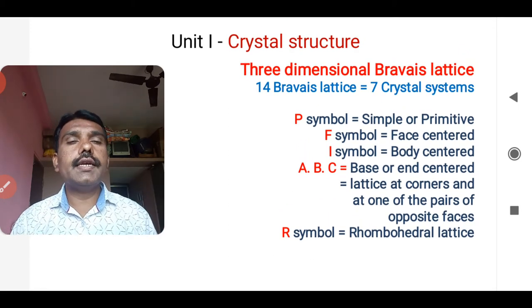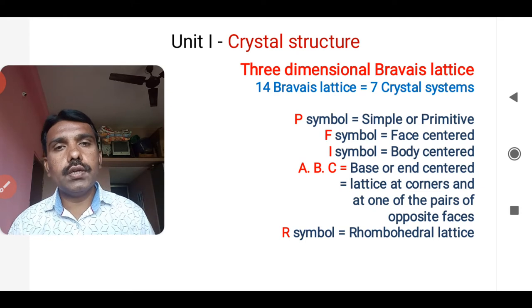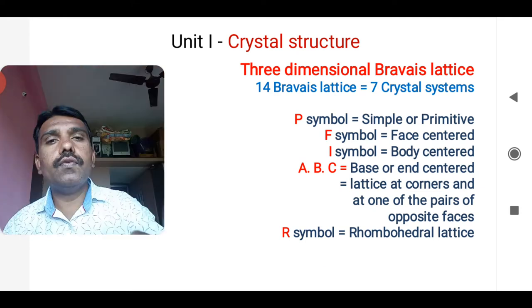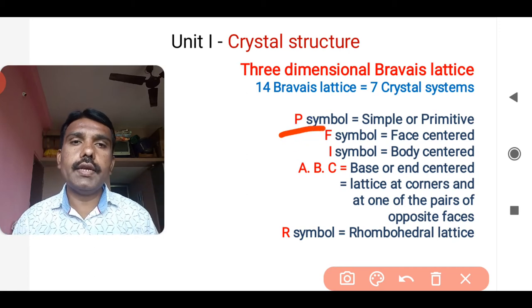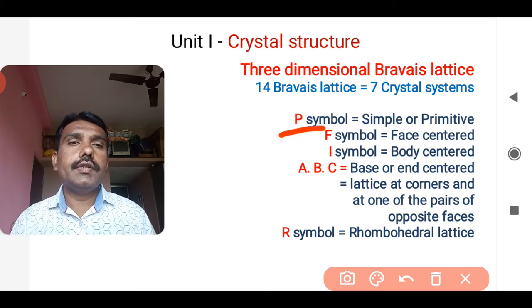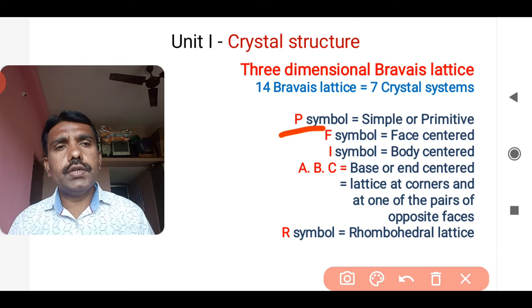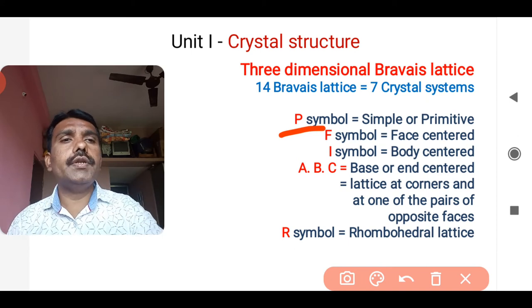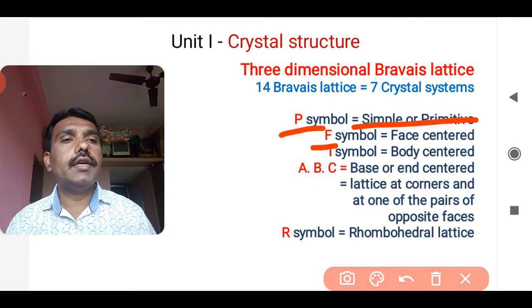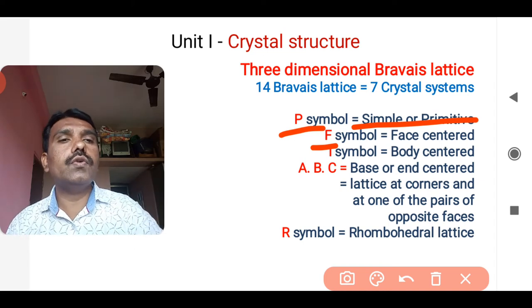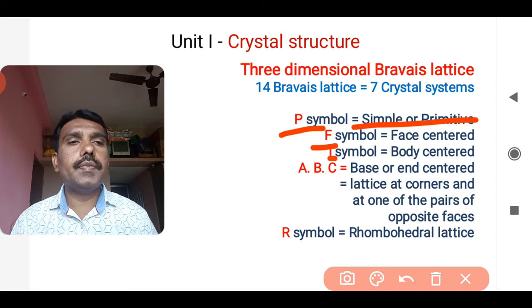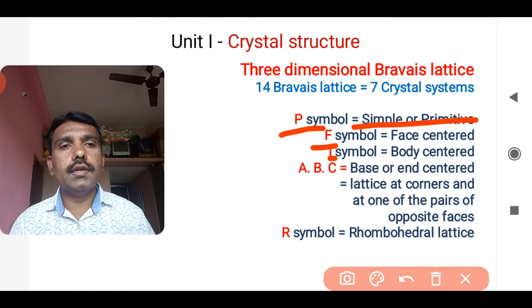Now what exactly the symbols are going to be used, and what exactly the meaning of those symbols is. The P symbol, given for any crystal lattice or unit cell, simply shows that it is a simple or primitive type of case, or primitive unit cell. F means face-centered. I is the representation for body-centered.